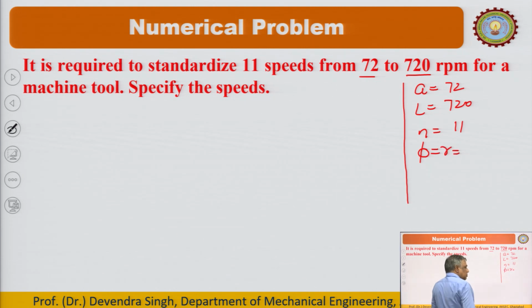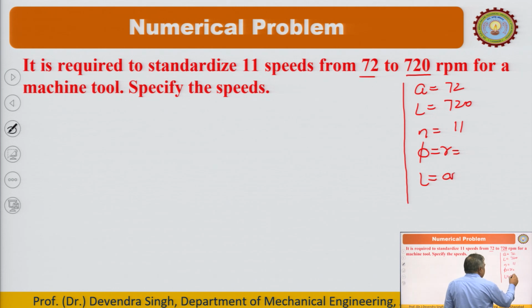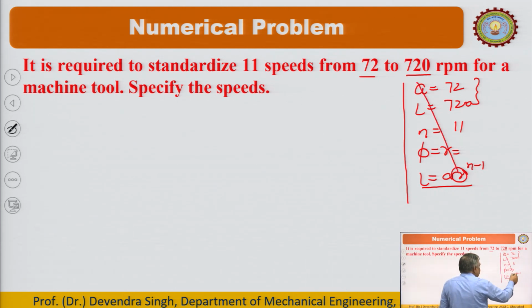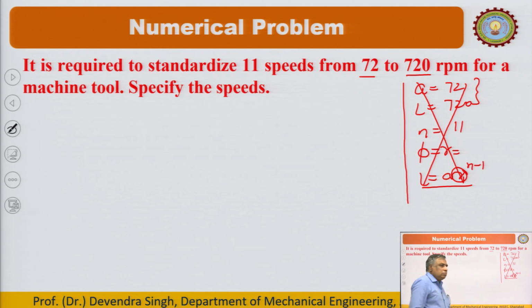We know that L is equal to A R raised to power n minus 1. This is geometric progression. You can get L and you will definitely get the 11 sizes between 72 to 720. So, what is wrong with it? This does not fulfill the philosophy given by Charles Renard. There is no intimation given whether this is a first business or the second expansion or whatever. So, we should start with the R 5 series.